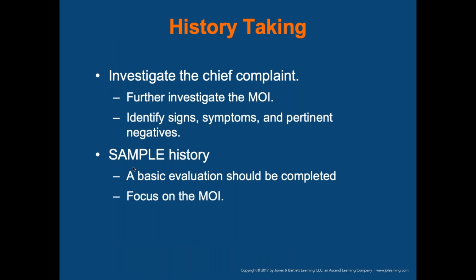So we're going to investigate the chief complaint, further investigate the MOI, look into what's going on there, identify signs and symptoms and pertinent negatives. SAMPLE history utilizing signs and symptoms, allergies, medications, pertinent past medical history, last oral intake, and events leading to illness or injury. Then a basic evaluation should be completed, and we need to focus on the mechanism of injury that's there. How much blunt force trauma was done, or how much penetrating trauma was done, and where it was done to.